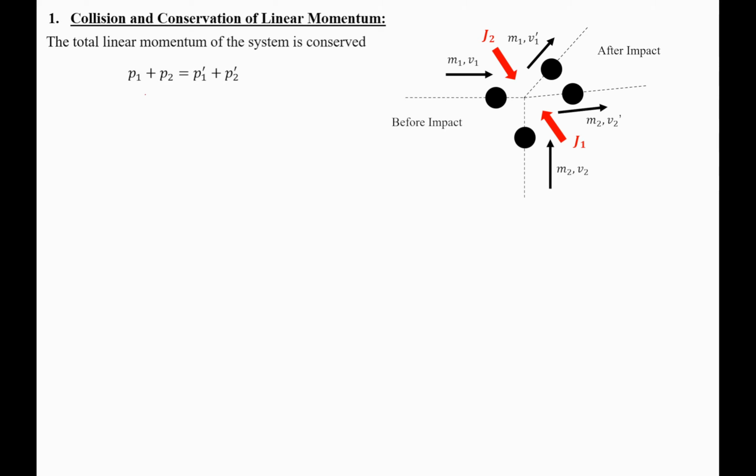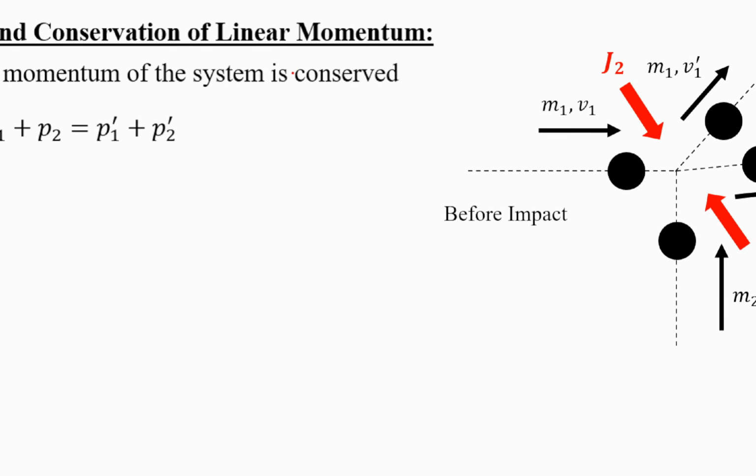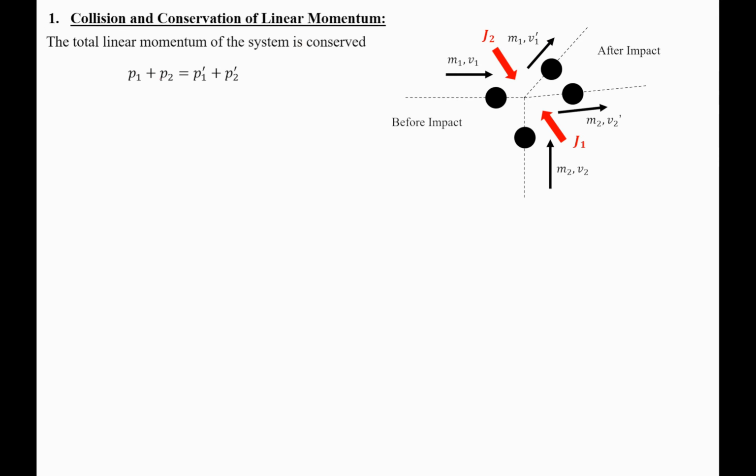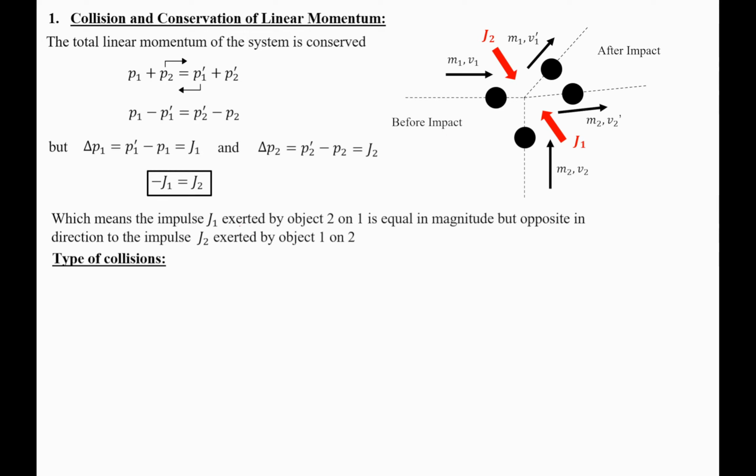Now, considering again the equation which states the conservation of momentum, it means P1 plus P2 is equal to P1 prime plus P2 prime. Then let me do the following: let me move P2 to the right and P1 prime to the left. That would be P1 minus P1 prime equals P2 prime minus P2. But we know that delta P1 is P1 prime minus P1, which is J1, and delta P2 is P2 prime minus P2, which means minus J1 is equal to J2. Then the impulse exerted by 2 on 1 in magnitude is equal to the impulse exerted by 1 on 2. And this is nothing but Newton's third law for interaction.